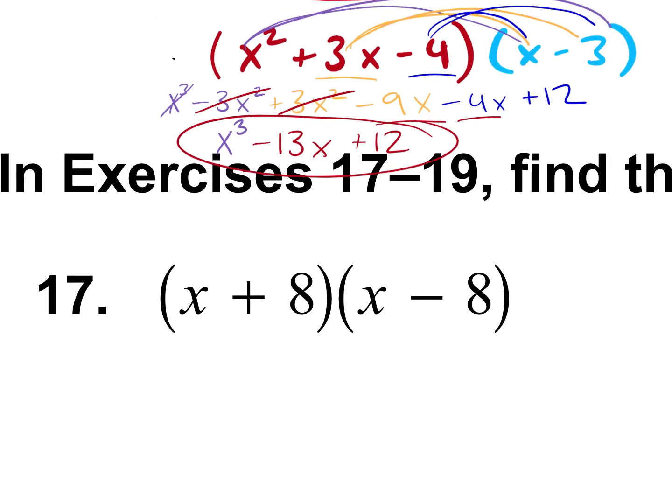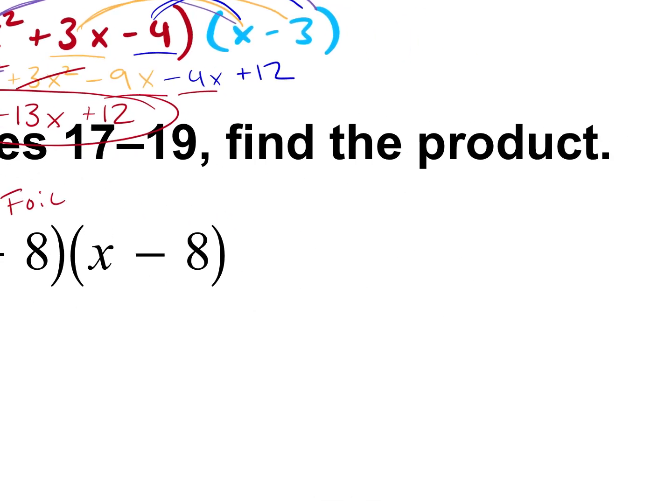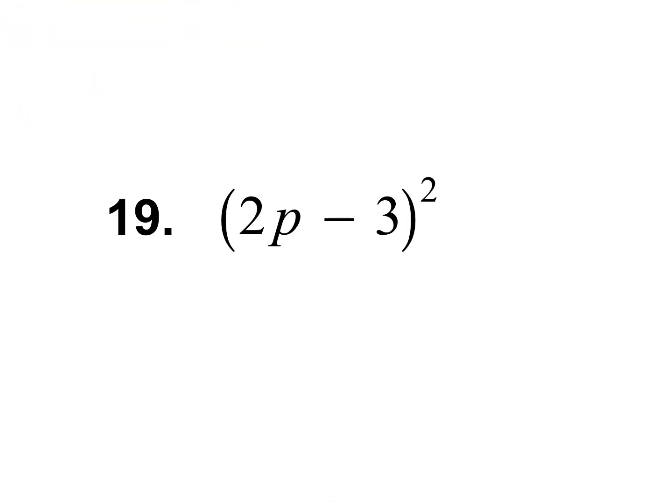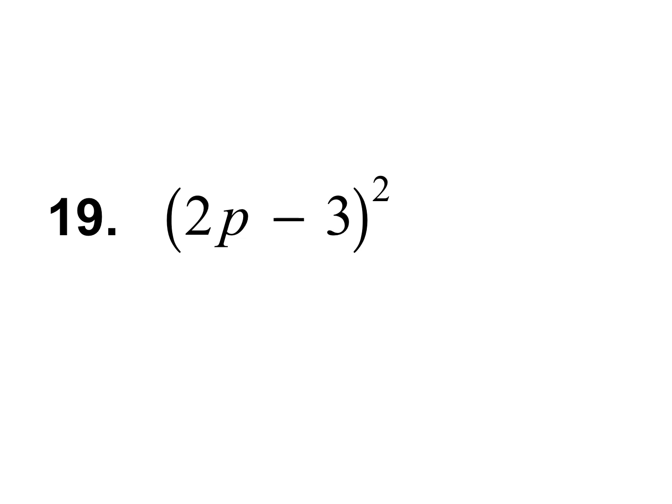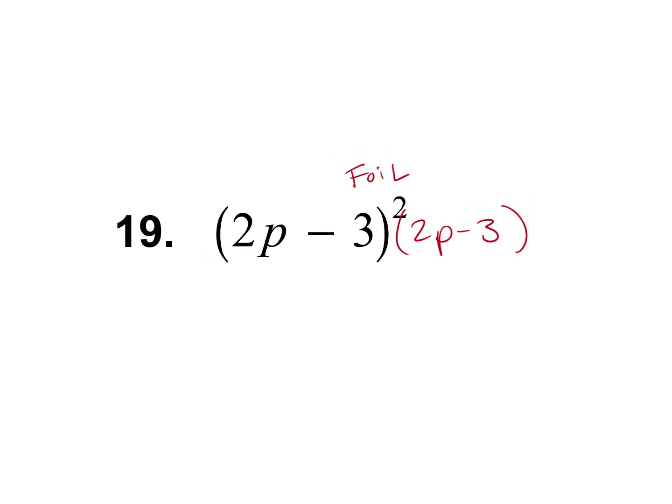For 17, how would I multiply these? FOIL. And for 19, what would I do here? Write it out twice and then FOIL. So it's 2p minus 3 times 2p minus 3, then we have to FOIL. You cannot distribute the squared. Got to write it twice and FOIL it out. Any questions from this page?